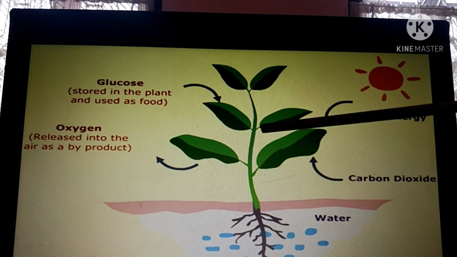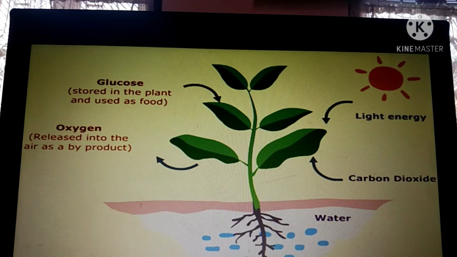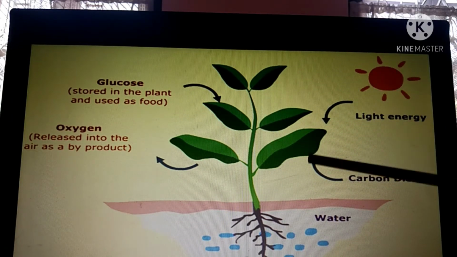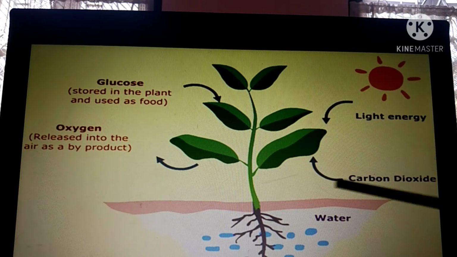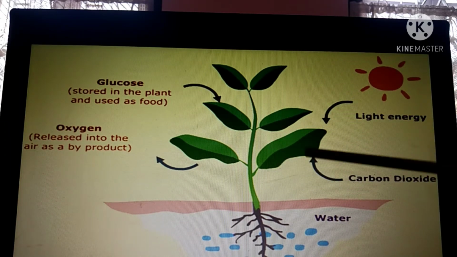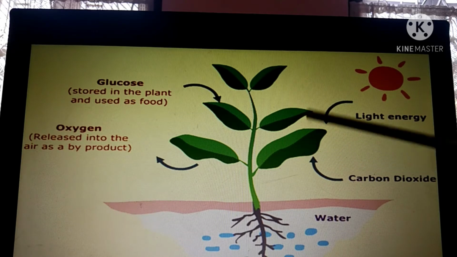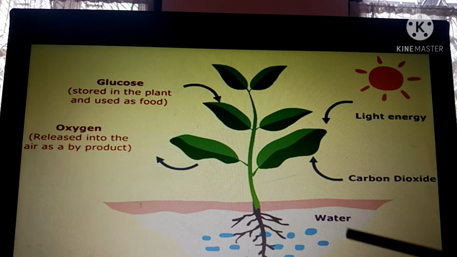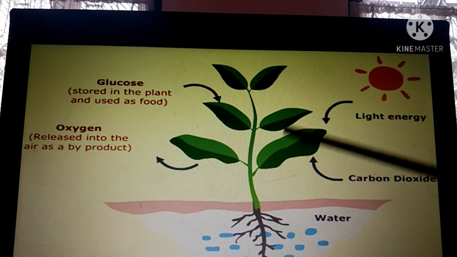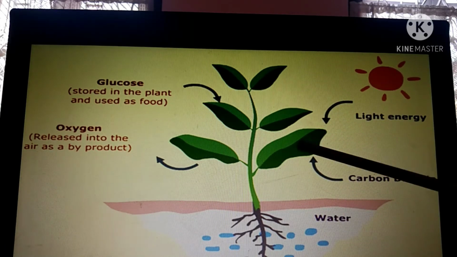Water will be taken in by the roots. This water will reach the leaf, carbon dioxide will be there in the leaf, plus you have light energy, sunlight. These will together react, and plus you also have chlorophyll in plants, that is why they are green. So chlorophyll, carbon dioxide, water, and light energy, these four will react, and ultimately food will be prepared.